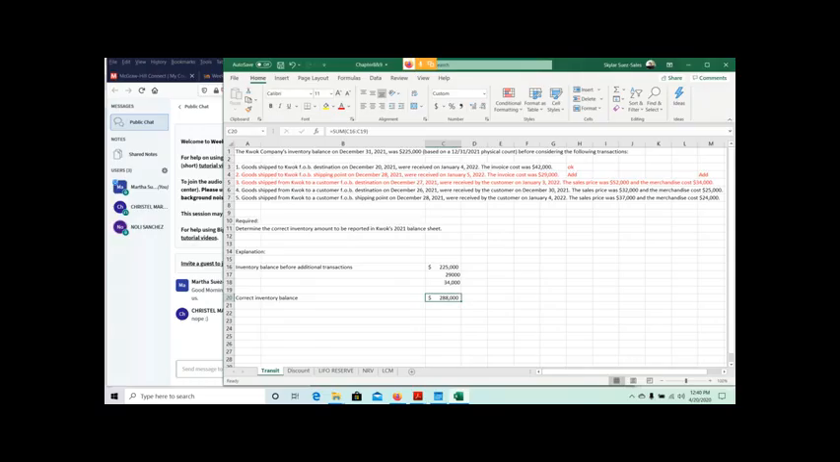No, because Quoke is the seller. So the merchandise was shipped from Quoke to the customer, and then the customer received it on December 30th. So since it was FOB destination and the customer received it before the year end, we do not have to add this inventory. It was properly excluded from inventory.